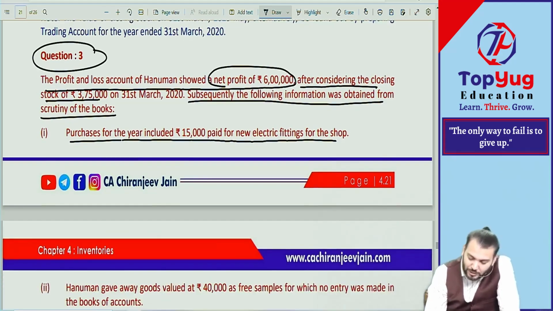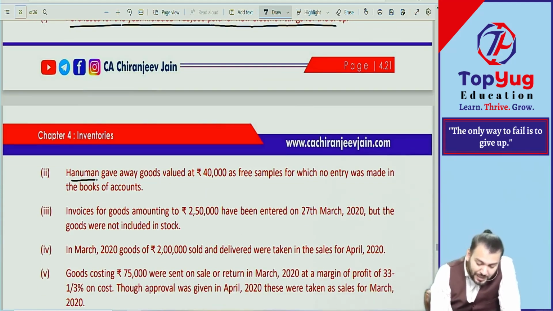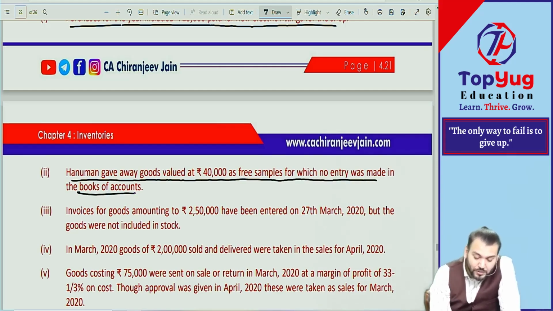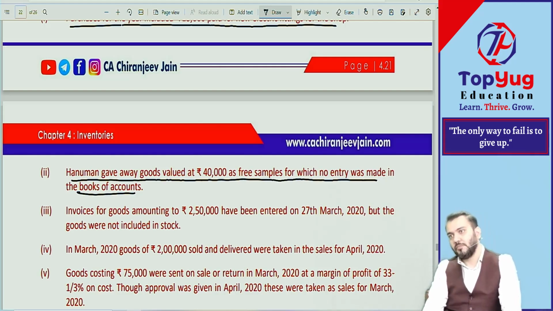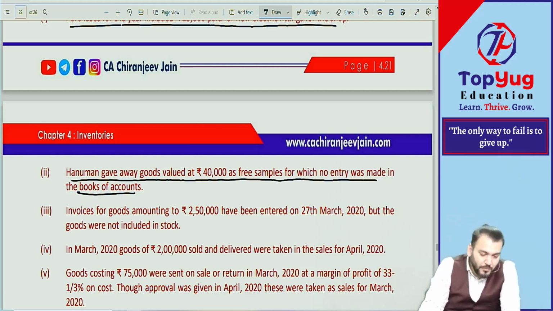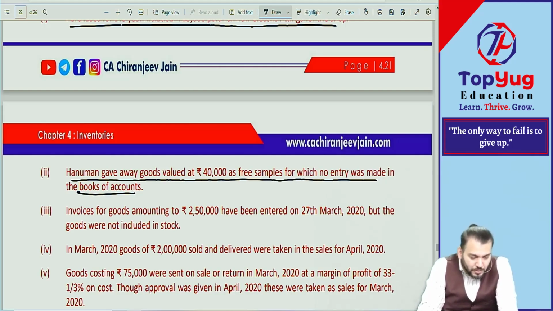Second. Now you will tell me. Hanuman gave away goods valued at rupees 40,000 as free sample, for which no entry was made in the books of account. Tell me, what is the rectification? Means due to this, profit increases or decreases? What journal entry will you do?